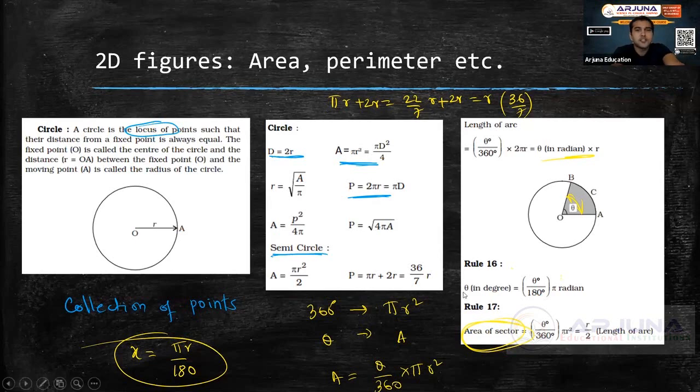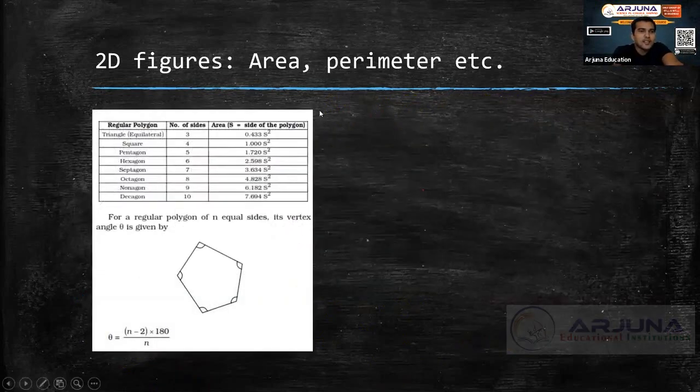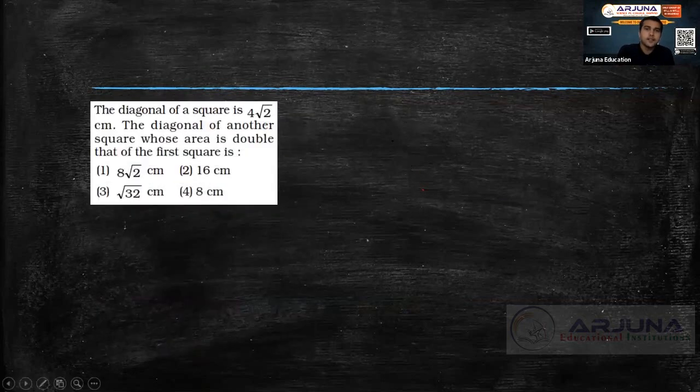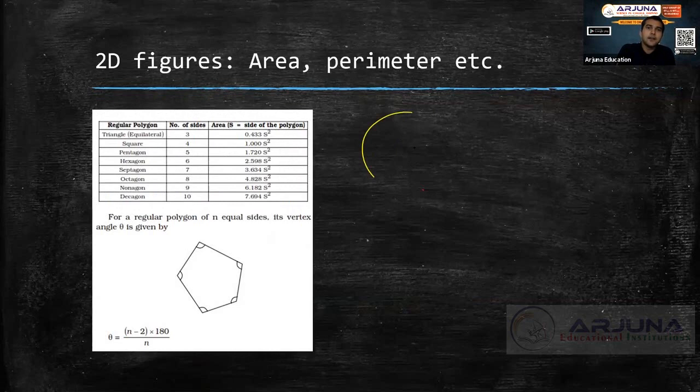It's too boring to discuss the theory part, right? So another last thing is about different polygons and the formula for a regular polygon, and also the area of a segment. What is the area of a segment? You have a circle and the segment is, I think, this.